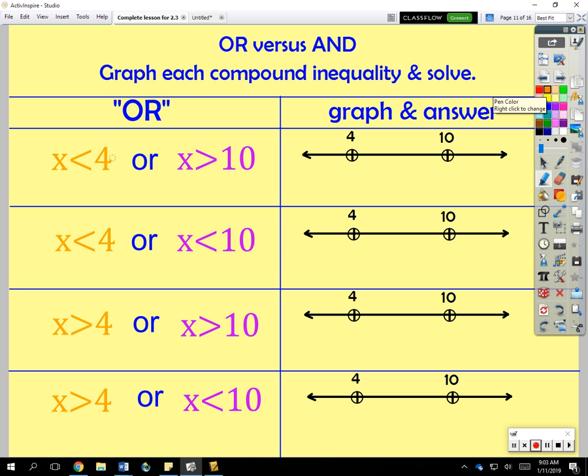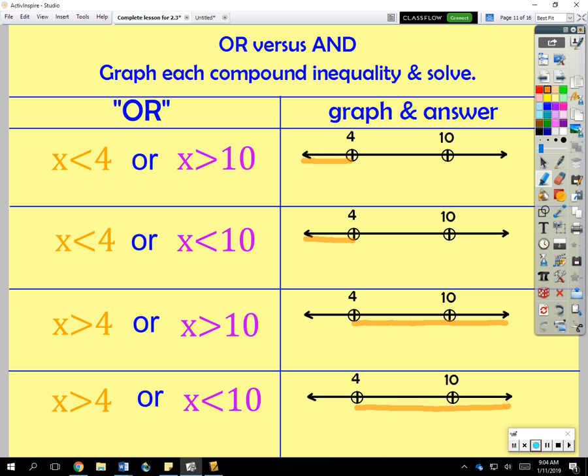So on the first two, I see x is less than 4, which means I'm going to shade left of 4 and left of 4 here. So I'm going to do that in highlighter. And then on the next two, I see x is greater than 4, x is greater than 4. And so that means on those, I'm going to shade to the right of 4.